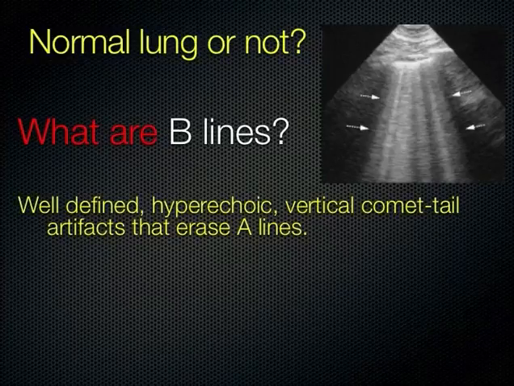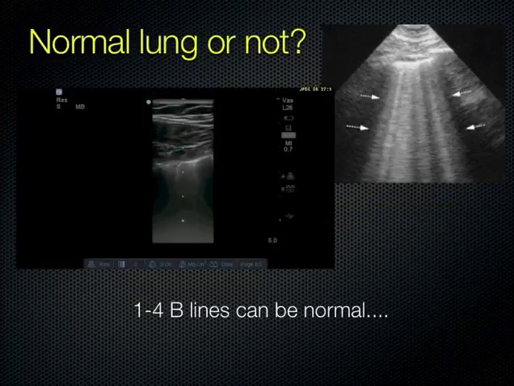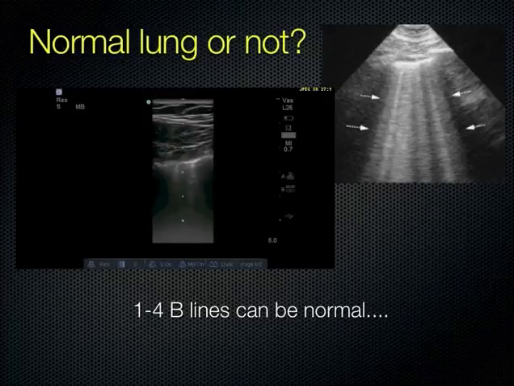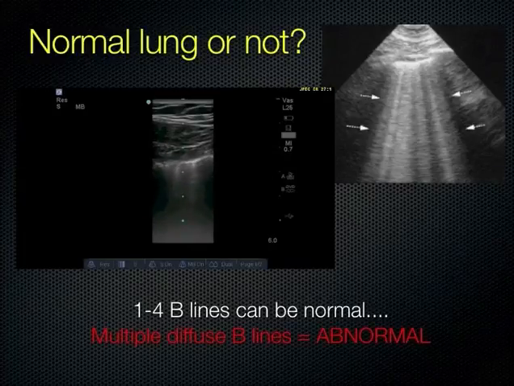So normally these vertical comet tails, you can have a couple little ones that are normal. You can have up to 4, some people say 3 can be normal. But if you have multiple diffuse B lines in multiple fields, then that is abnormal. That is fluid that has overtaken the air in the lung. And you remember that histology picture we just showed you with the thickened interlobular septi and the fluid in the alveoli. That fluid is next to the air in the lung and will create a reverberation, but the reverberation in that case is vertical. And I'll explain why in just a moment.